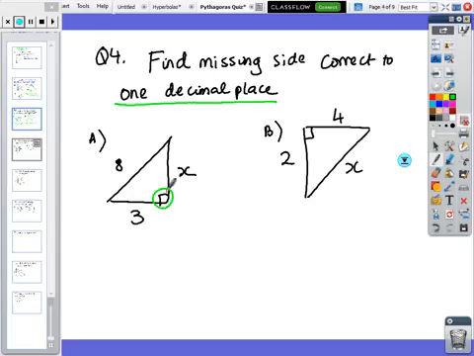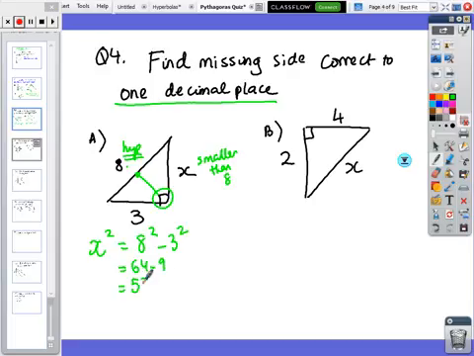Okay, so we've got the right angle. So the hypotenuse is 8, which is the biggest number, so x has to be smaller than 8, which means we're going to do a subtraction. So x squared will equal 8 squared minus 3 squared, equals 64 minus 9, equals 55. So x equals the square root of 55, and that's the exact answer. The exact answer is the square root of 55.